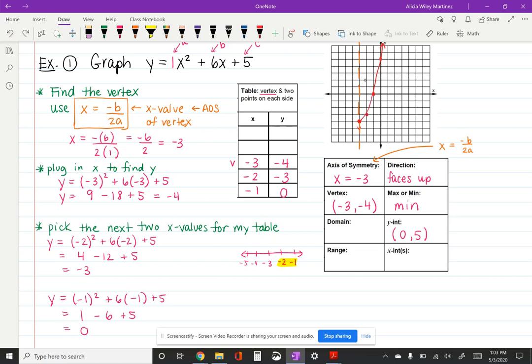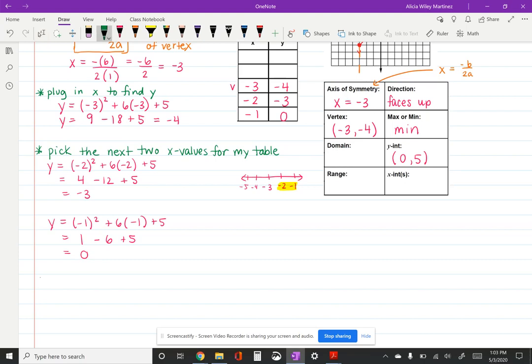That's not enough for a full parabola. So I need to do a little bit more work. So the next thing I'm going to do is use symmetry. The last thing I'm going to do here to finish up my table is use symmetry to find 2 more points on the other side of the vertex.